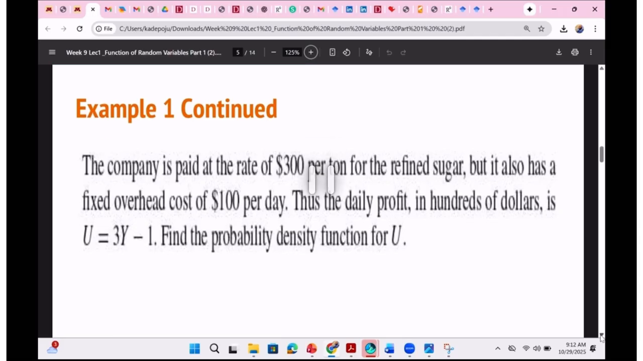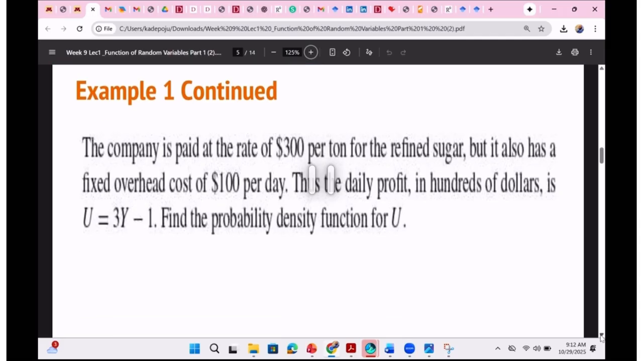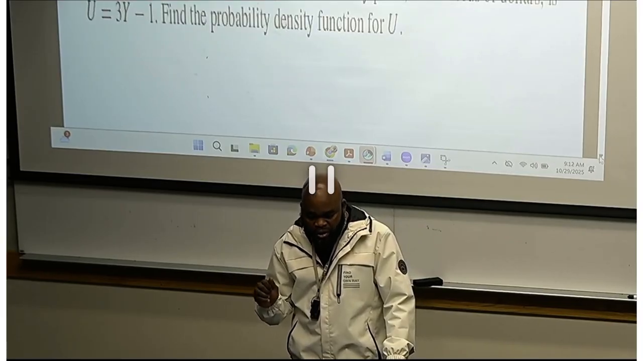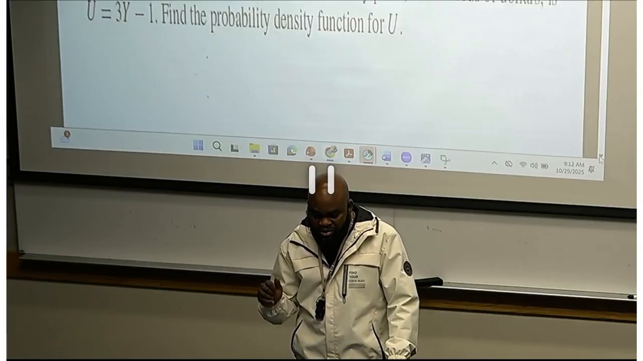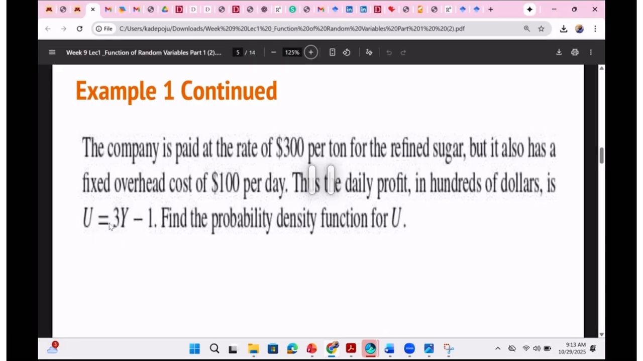The question continues. The company is paid at the rate of $300 per ton for the refined sugar, but it also has a fixed overhead cost of $100 per day. Thus, the daily profit in hundreds of dollars is given as this. Please pay attention. This is where I'm coming.